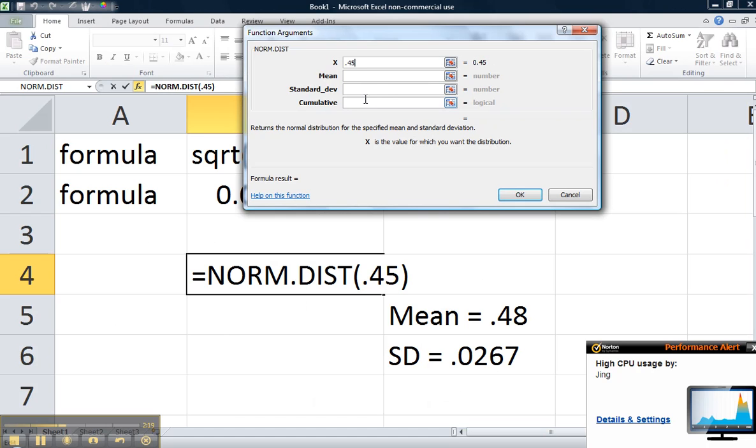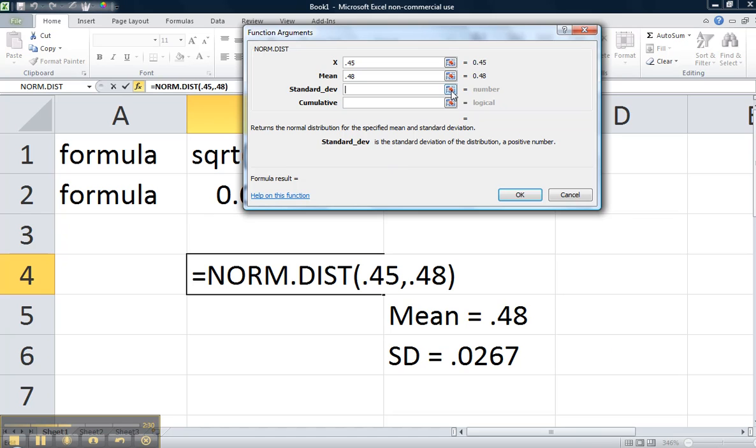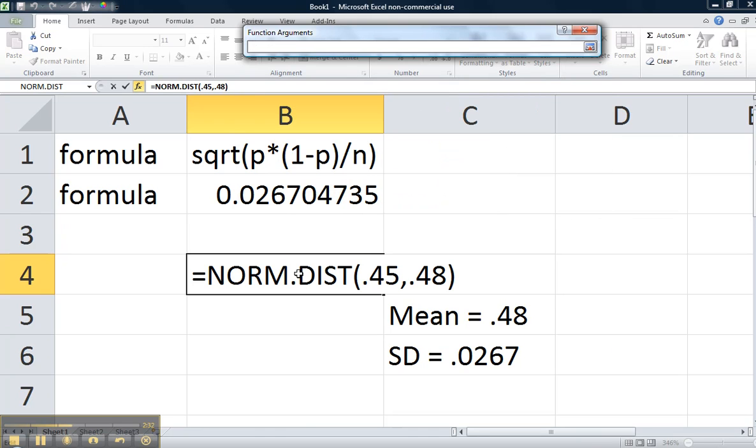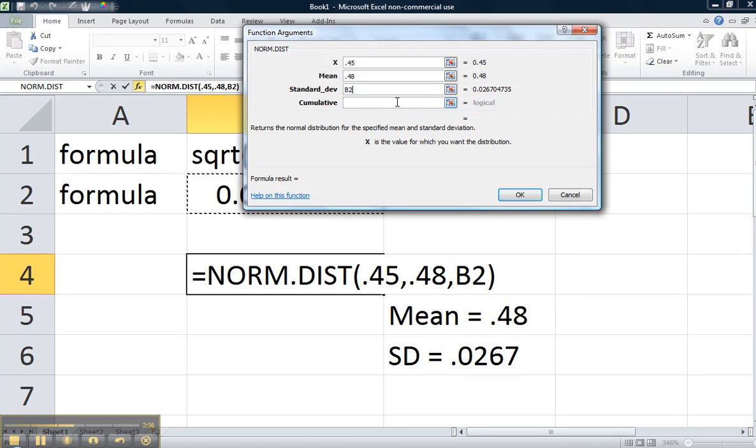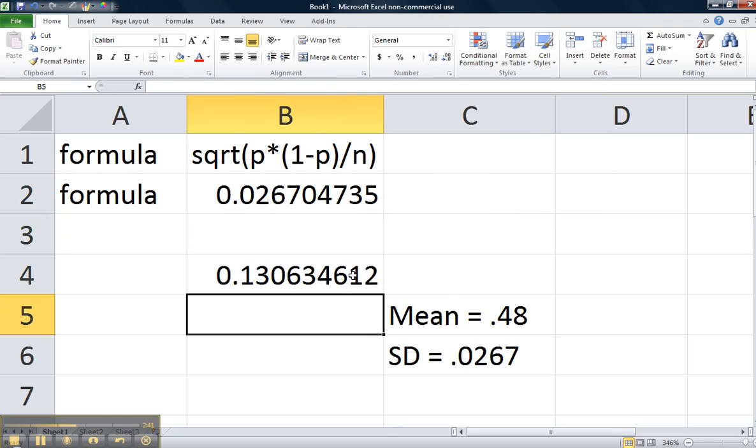0.45 here. My mean is 0.48. And my standard deviation is your 0.0267. We could do this and just click the cell. Then we'll have the exact number. Okay? And then for your cumulative, place a 1 there. Click OK. Okay? Let's do the same thing.